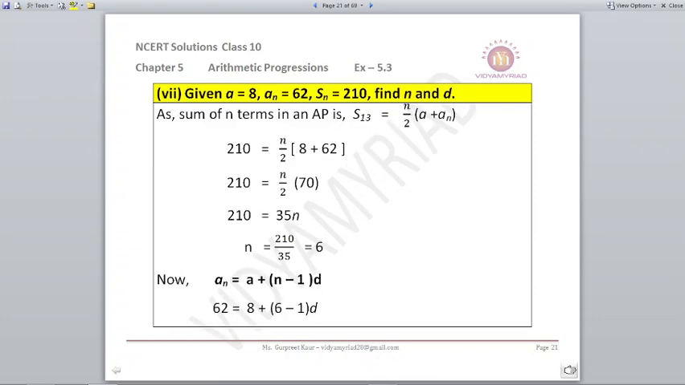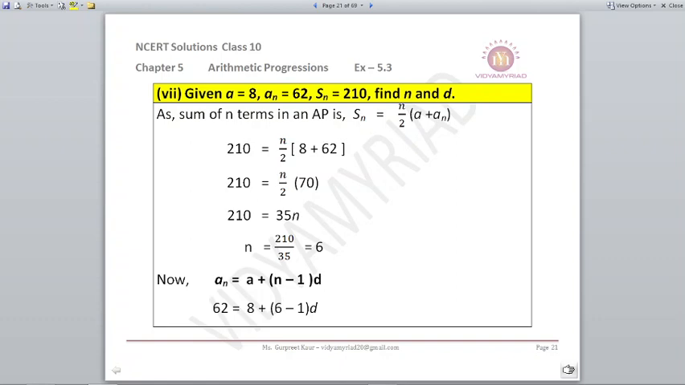Next, a is equal to 8, an is equal to 62, Sn is equal to 210. Find n and d. Now here Sn is given to us as 210. So Sn will be equal to n upon 2 into a plus an. Now the value of Sn is 210. We can find out n from here. We don't know n. N upon 2. We know a value, that is 8, and an is also given to us as 62. An means it must be the last term. So we can find out n from here. That comes out to be 6.